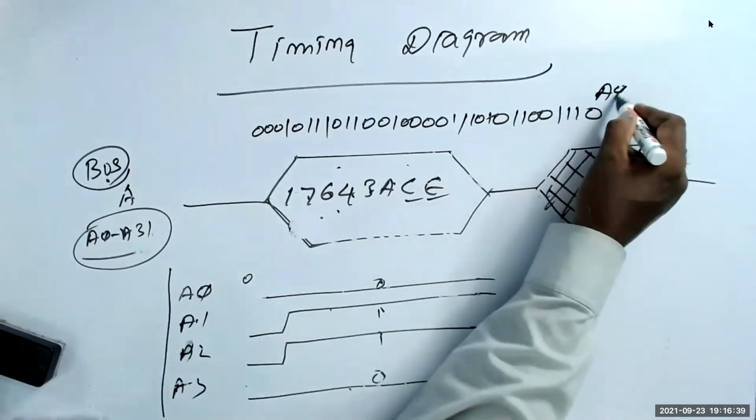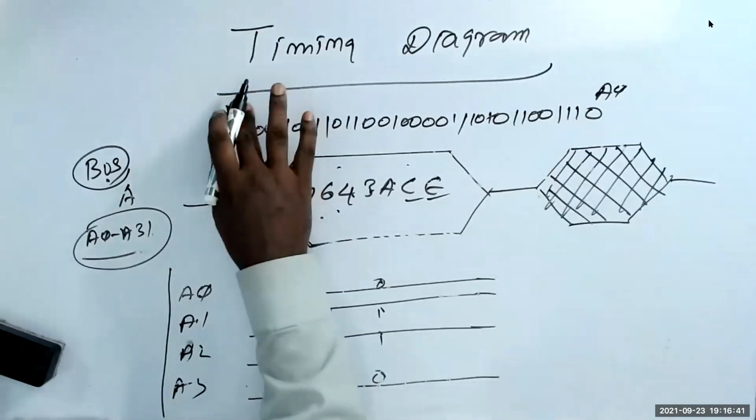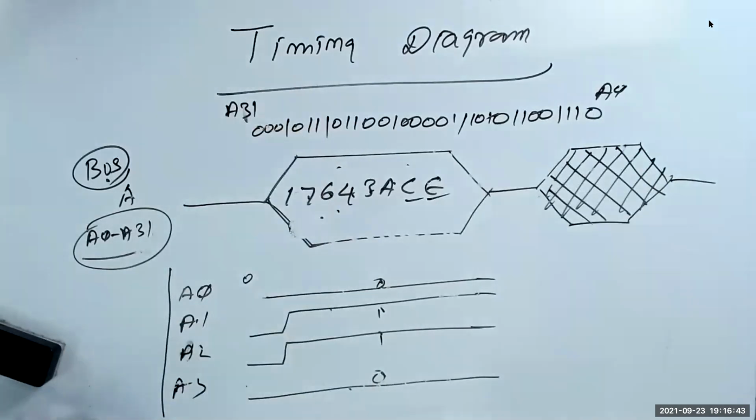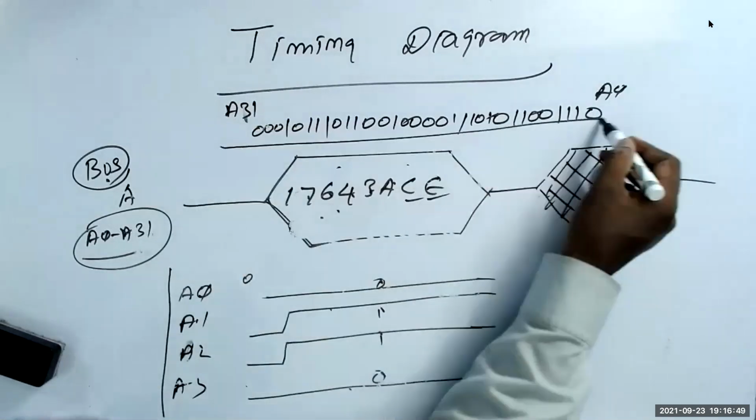E is 1, 1, 1, 0. A0, A31. This is what's happening. You understand? This is what is represented here by this.